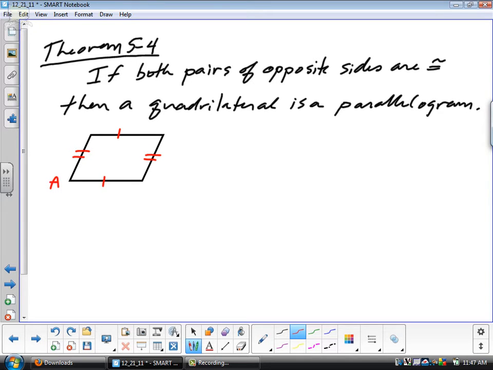To do this, we're probably going to need to work with a transversal. And if I can show that angle 1 is congruent to angle 2, and angle 3 is congruent to angle 4, since alternate angles are congruent, those lines will be parallel.